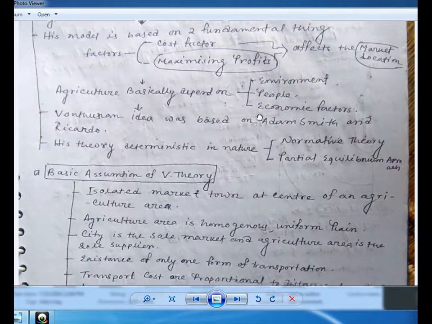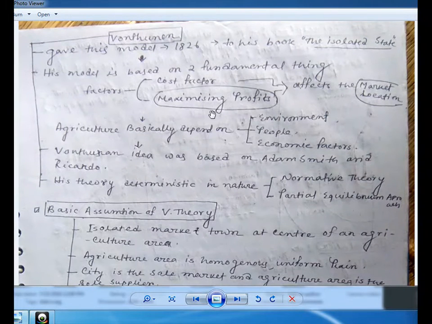If the cost factor is increasing, then it will affect the market location. Maximizing profits and cost factor are all affected by market location, because if we have low cost things and their demand is very high at low cost, there cannot be profit. Your business is not profitable. So we can understand it.